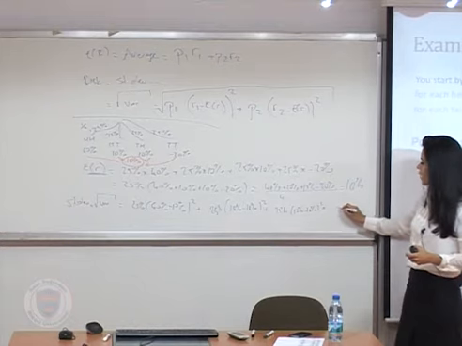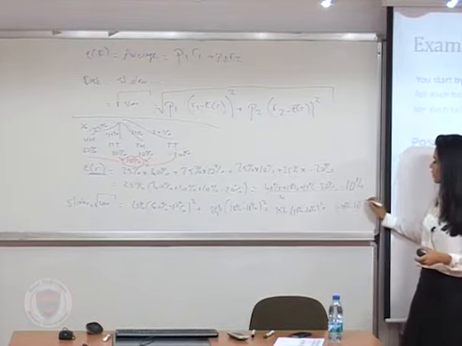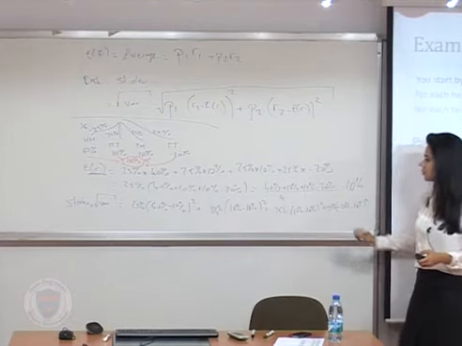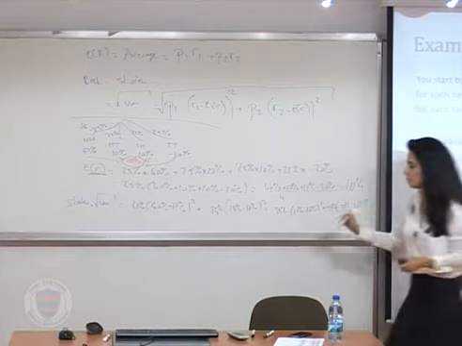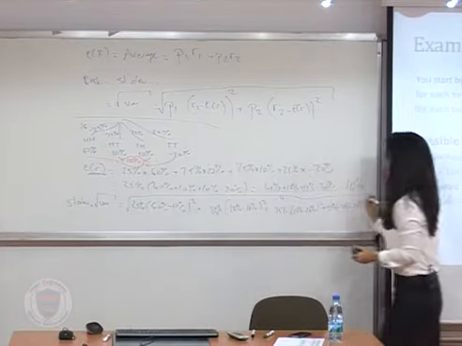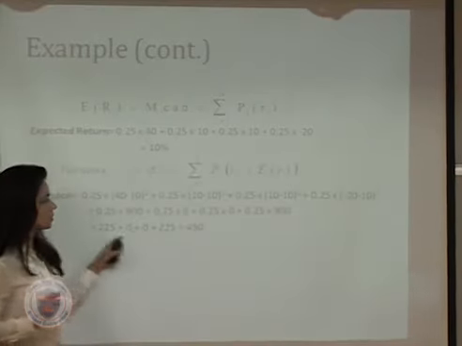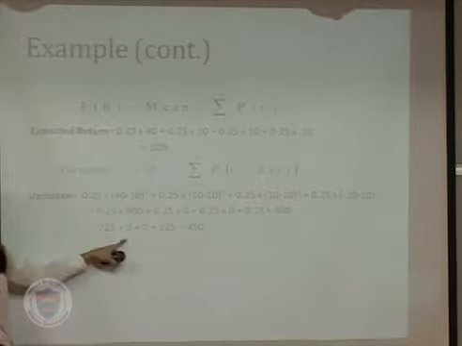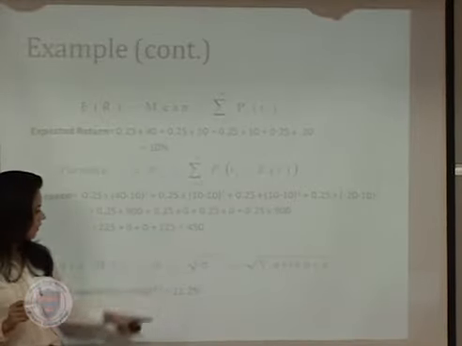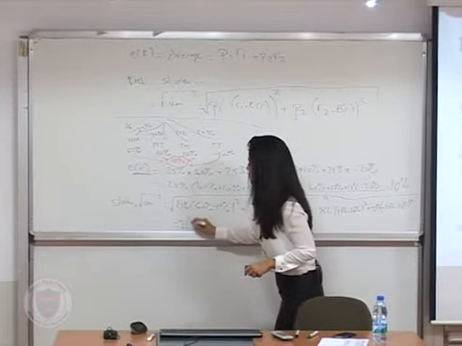And the last one is minus 20% minus 10%. Take the square of it, multiply with 25%. And you're adding everything up. It will give you the variance. Then you're going to take the square root of it, which will give you the standard deviation. Actually, we have it here, so you don't have to write it down. The variance is 450, so standard deviation is 21.2%.